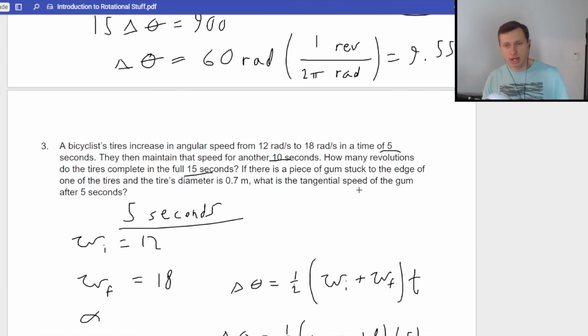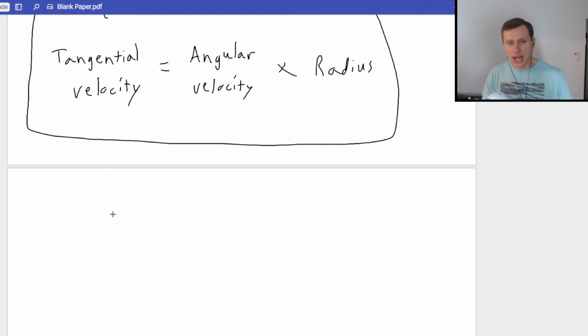If there is a piece of gum stuck to the edge of one of the tires and the tire's diameter is 0.7 meters, so right there they're telling us the radius. The radius is 0.7 divided by 2, which is 0.35 meters. And then it's asking what is the tangential speed of the gum after 5 seconds. So they're asking us to find Vt, the tangential velocity. We know the radius, it's 0.35. And if we know omega, the angular velocity, then we're good. And good news, we do know the angular velocity at 5 seconds.